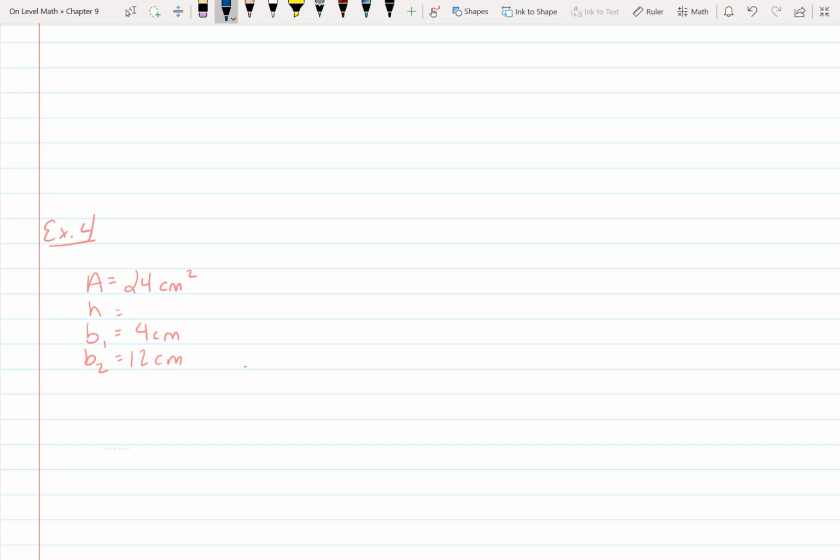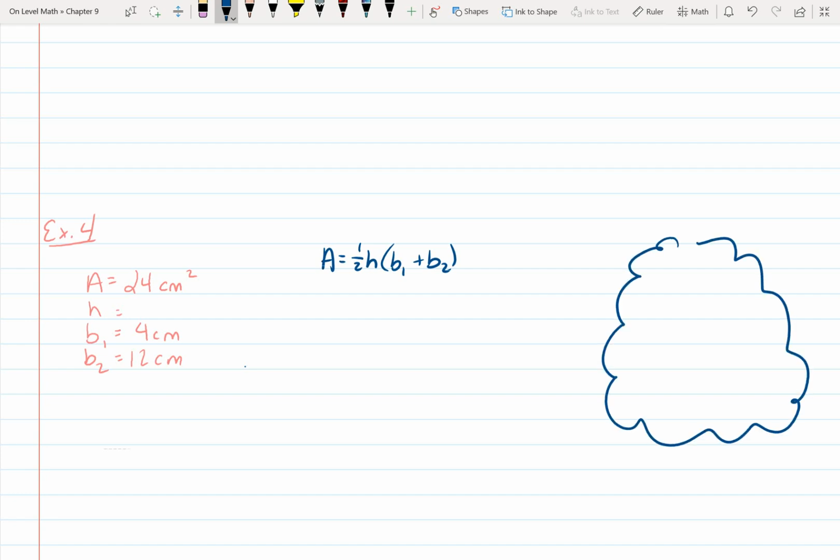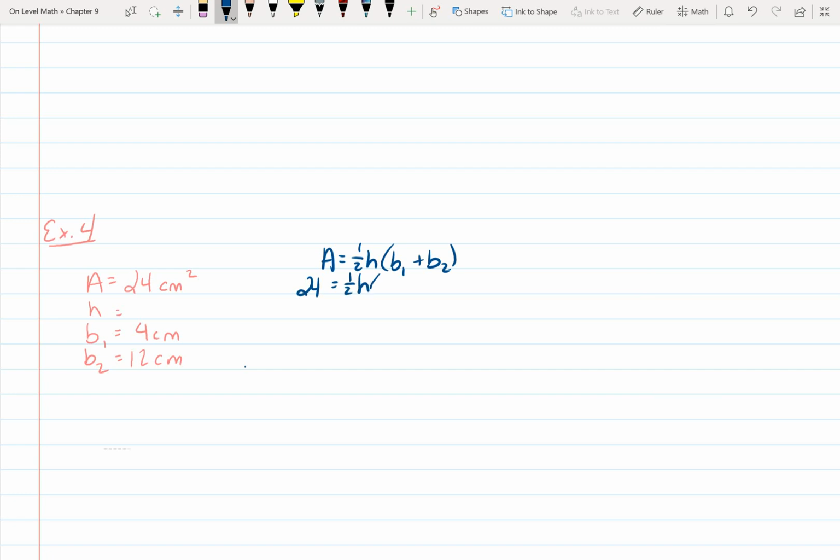So let's start with our formula, always the same process. A equals 1/2 height times base 1 plus base 2. And then we are going to write what we know. So A, H, base 1, base, oh wait, we already did that. I'm silly. So they already gave it to us like that, so we don't actually have to write it like that. All right, so our area is 24 equals 1/2. We don't know our height, so we're going to keep h as our variable. Base 1 is 4, base 2 is 12. So we're just plugging in what we know. 12 plus 4 gives us 16.